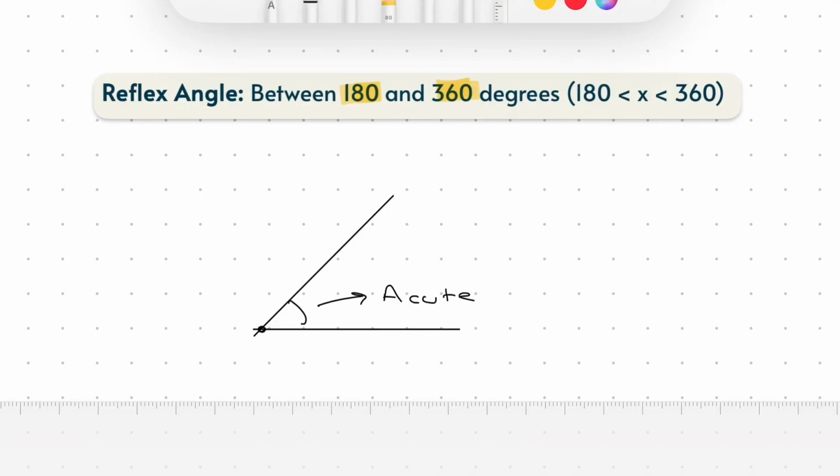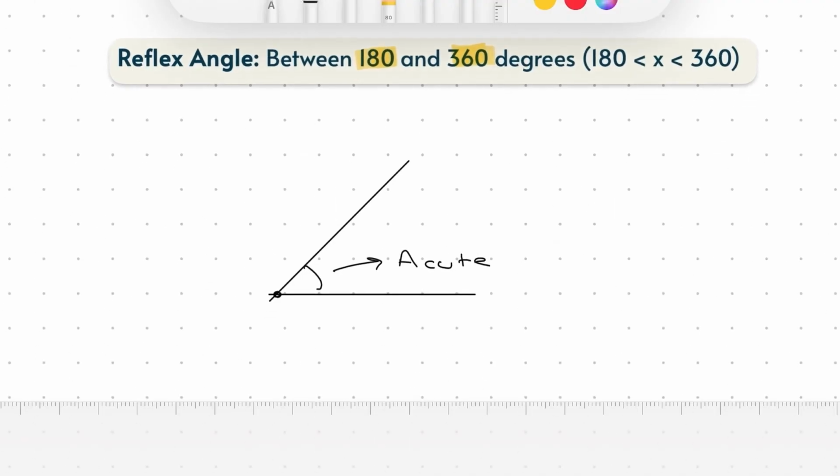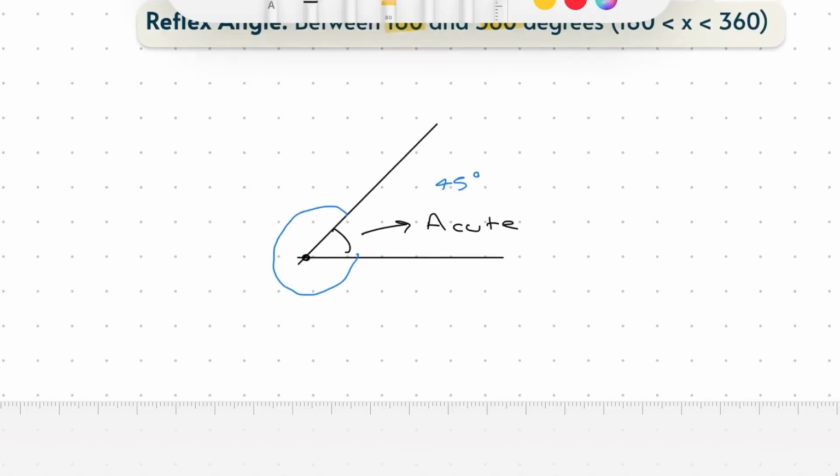What about the reflex angle? Well, if they measure between 180 and 360 degrees, then that would correspond to this section of the angle. So let's say, for example, that our acute angle measured 45 degrees. Well, the reflex angle would then measure 315 degrees. Because notice how these two angles form a circle, and a circle has 360 degrees in it. So therefore, that would be 315.